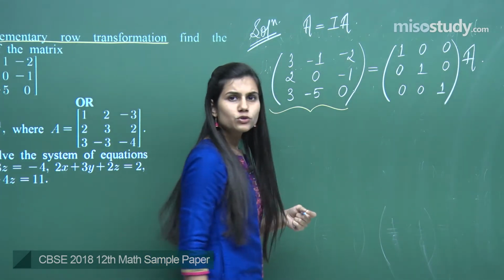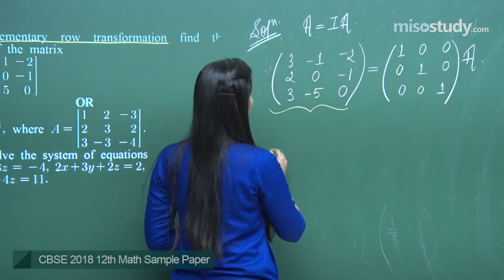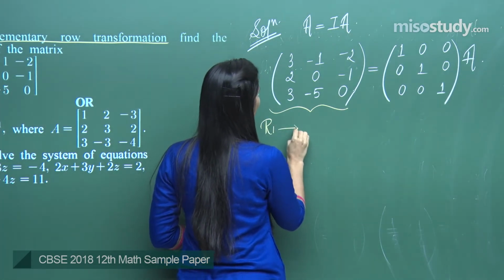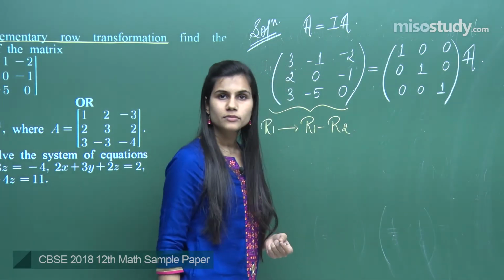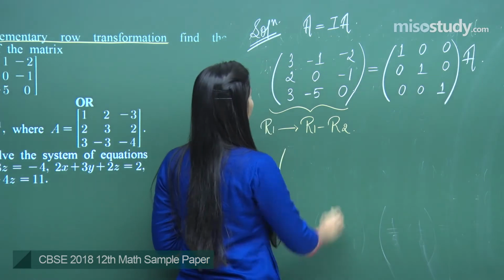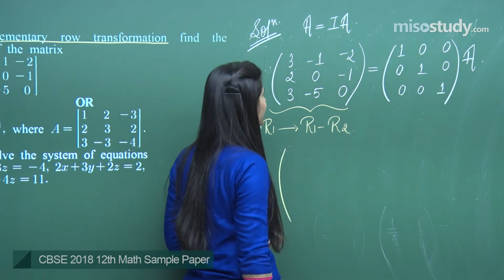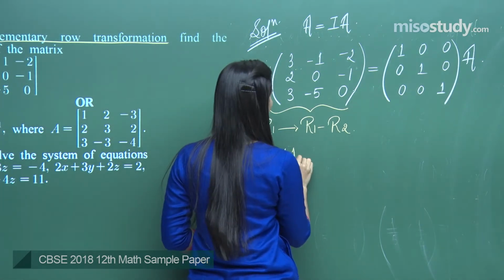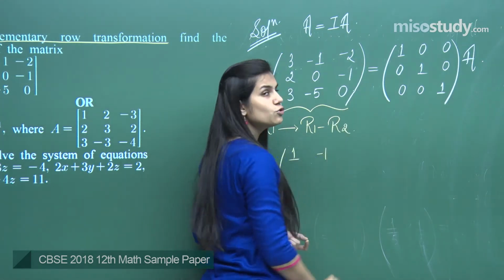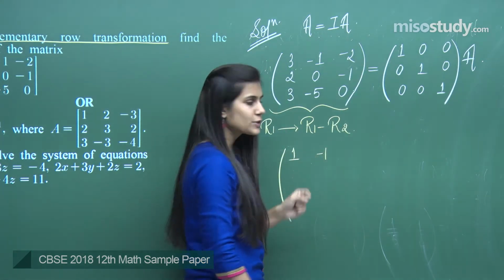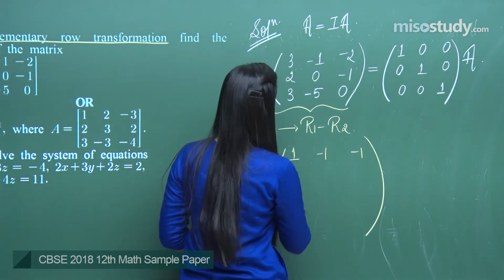So let me just do 1 or 2 operations for you and then give you a hint as to how this is done. Firstly, you can say row 1 goes to row 1 minus row 2. Suppose I do that, what does it give me? 3 goes to 3 minus 2, which gives me a 1. Then minus 1 minus 0 gives me minus 1. Minus 2 minus minus 1 gives me minus 2 plus 1, which is minus 1 again. And the rest of the entries remain the same.